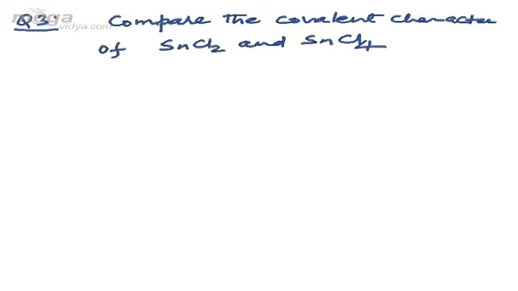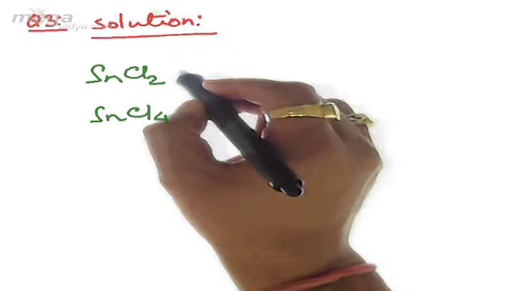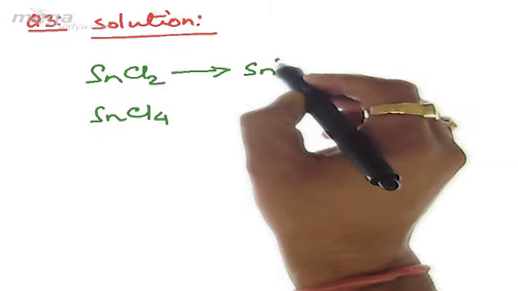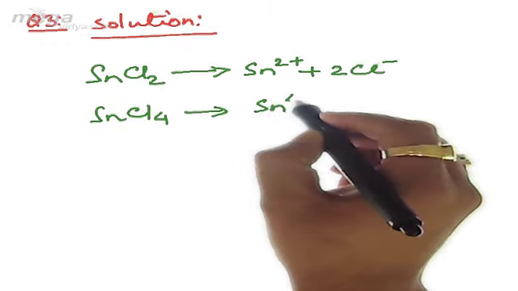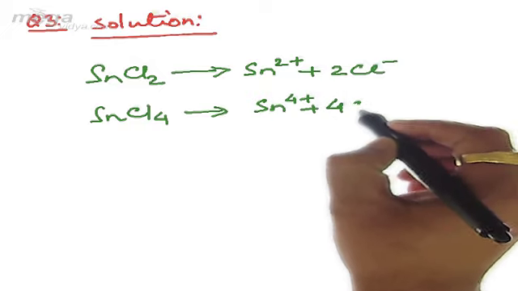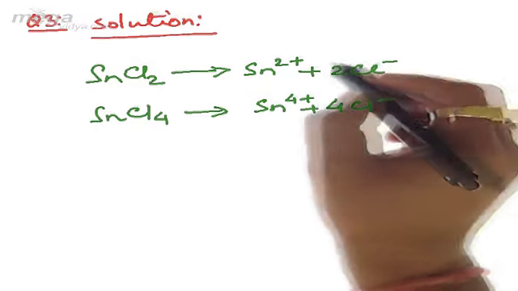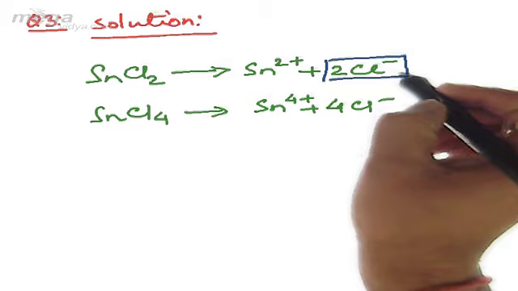So in this question, we have to compare the covalent character of SnCl2 and SnCl4. Now student, in SnCl2, we can write it as Sn2+ plus 2 Cl-, whereas for SnCl4, we can write Sn4+ plus 4 Cl-. In both the compounds, we find that the anionic part is common, that is the chloride.